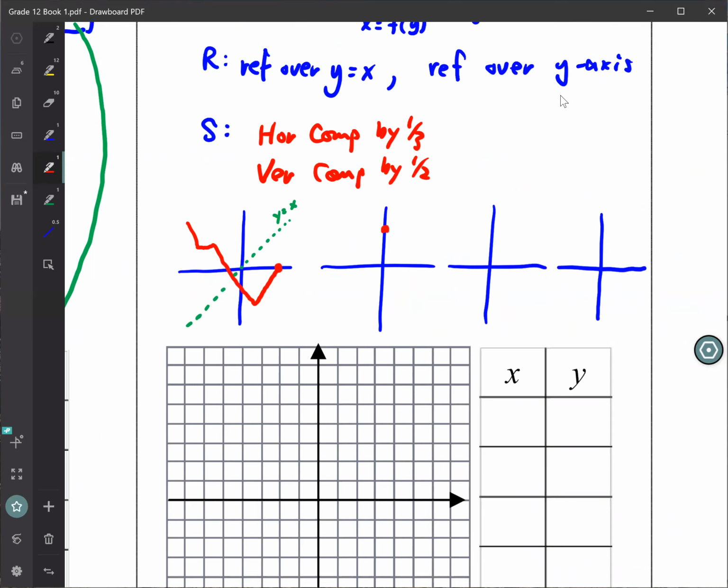Okay, once you get a sketch of the inverse, can you raise your hand? Just the second one, okay? Raise your hand if you get a picture.